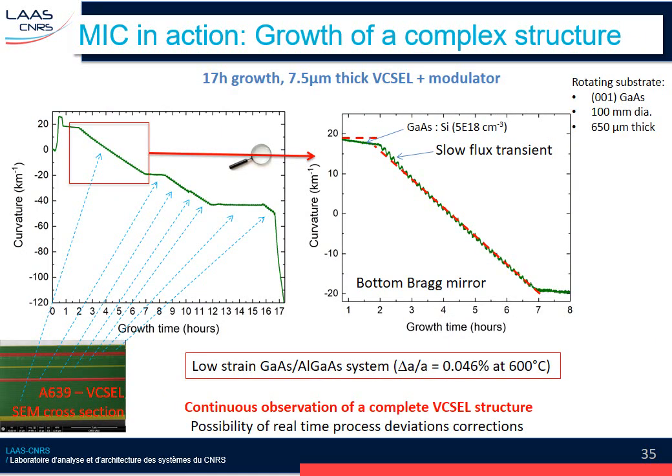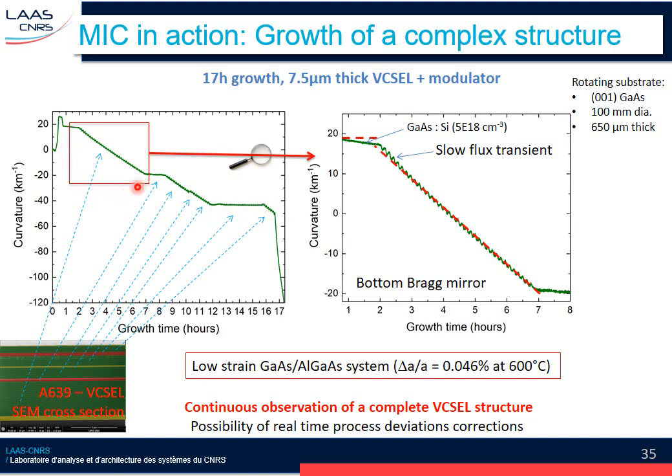You can do this also in a more complex structure. So this is a complete GaAs VCSEL structure grown on a 4-inch wafer. A 4-inch wafer means that it's also thicker. It's a 650 micron thick wafer. But anyhow, what you can see here is a trace that you get for the first Bragg mirror. Then you got the quantum wells here, second Bragg mirror, contact layer, top Bragg mirror. Then it's a VCSEL with a modulator on top of it. So these are the quantum wells for modulation, and then the top Bragg mirror.